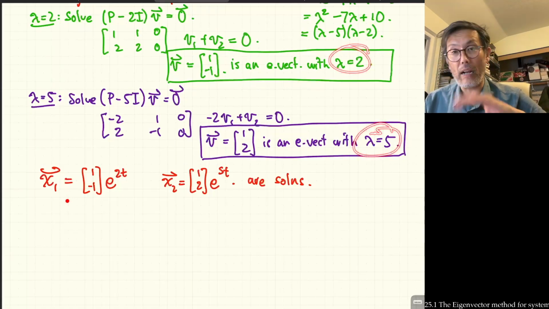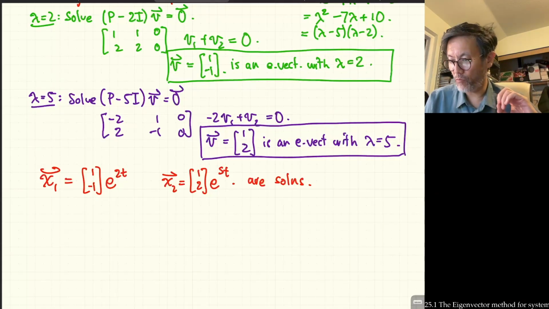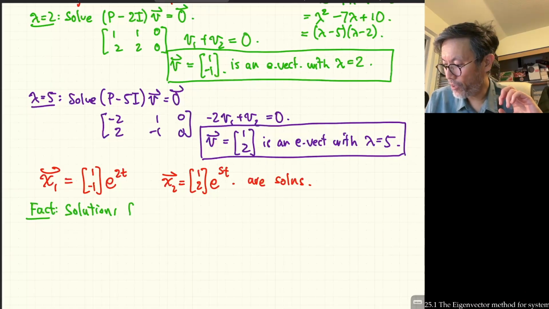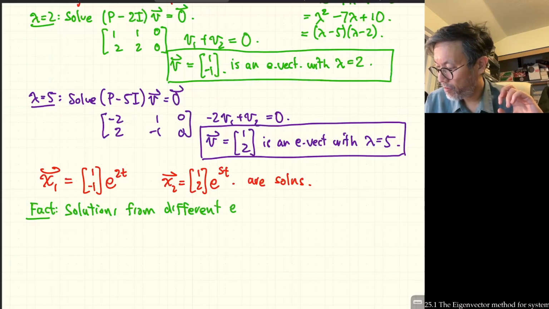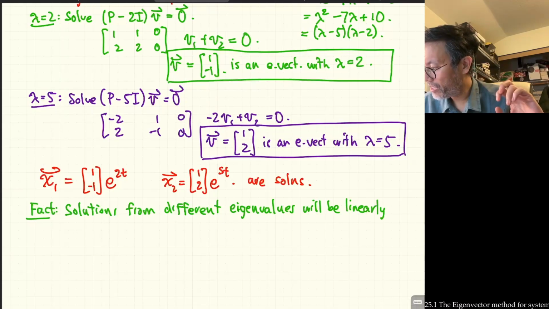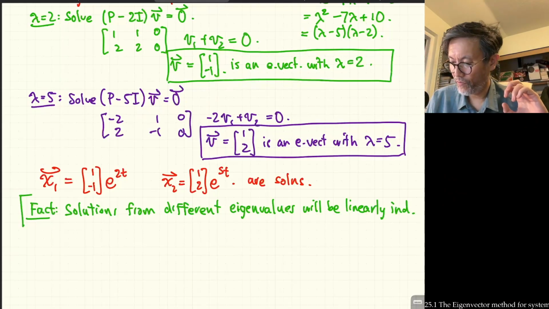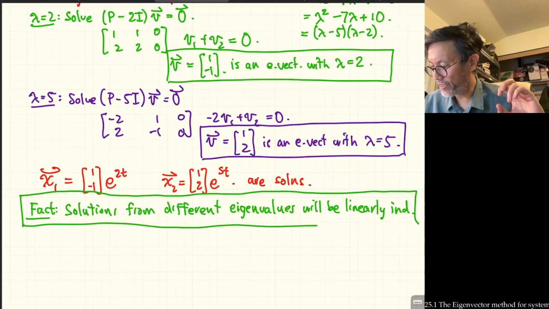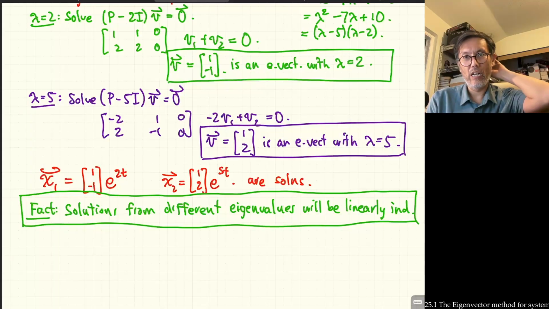And so it's just a fact, okay? Maybe I'll write this fact right here. Fact. Solutions from different eigenvalues will necessarily be linearly independent. Ooh, linearly independent. The very important fact that, I don't want you to sleep on it because it's important. It's going to motivate some of the stuff that we have to deal with later on. So don't sleep on it.